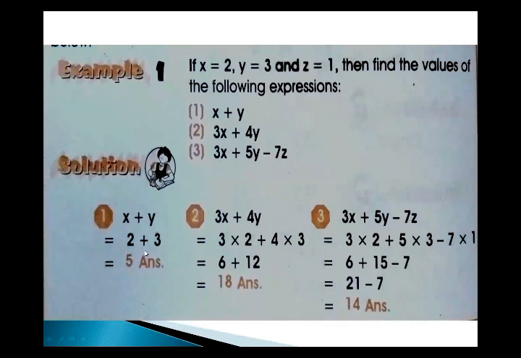Then here you see the operation, which operation is given in this expression? Yes, just the addition operation. You just add both of these numbers, then the value of x plus y is 5. Good, very good. So we move toward the second expression, which is 3x plus 4y.